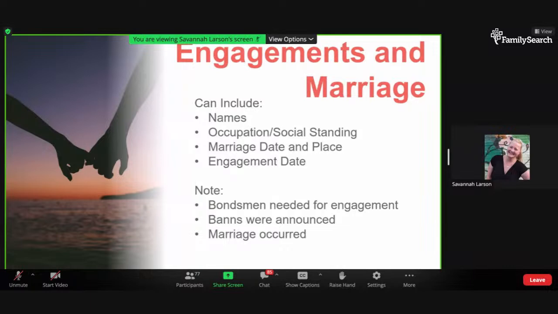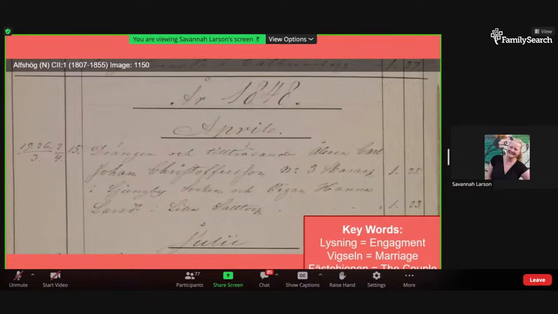So here's our record. We've got the dates of the banns here on the side. So the 12th and the 26th of March, and then the 2nd of April. Then we've got the date of the marriage, which is the 15th of April in 1848. Then we've got the two people involved. So there's Carl Johan Christofferson and Hannah Larsdotter.